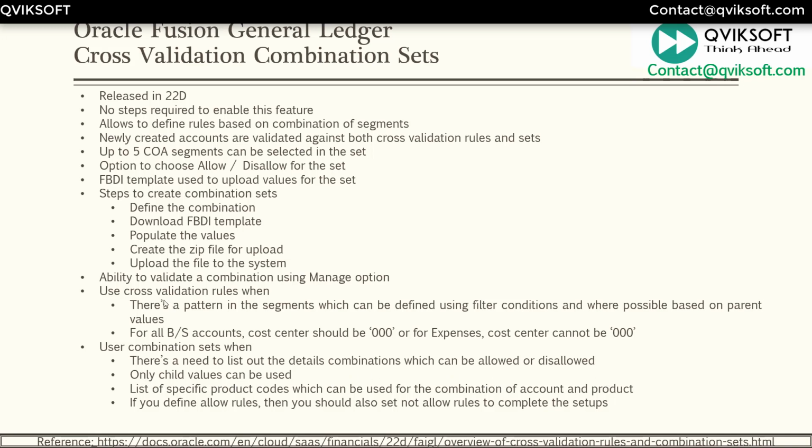Importantly, in the cross validation rule, you can have children, you can have ranges, you can have a lot of values. Whereas for a combination set, only child values can be used, because we are going at a detailed level to define these valid combinations.